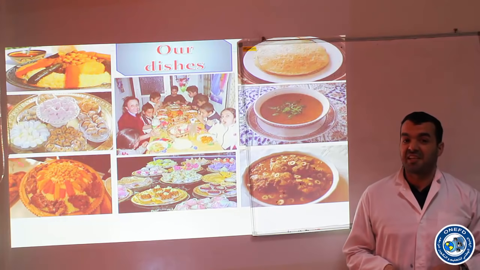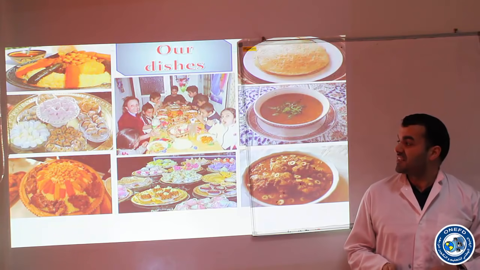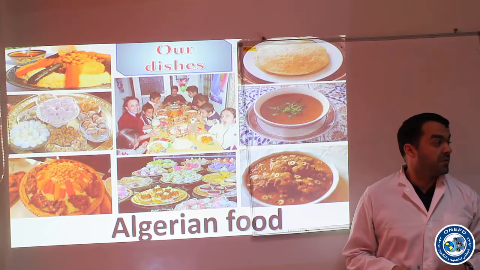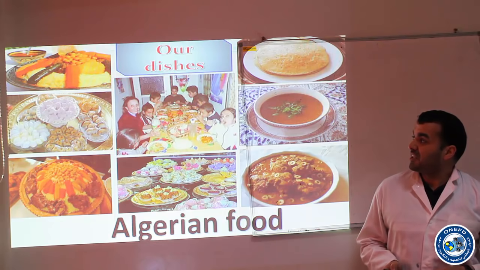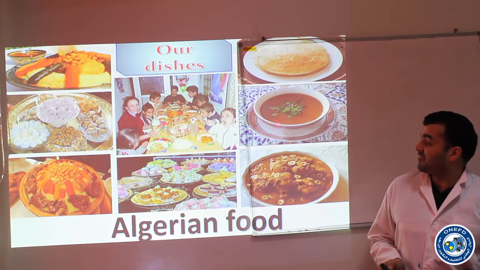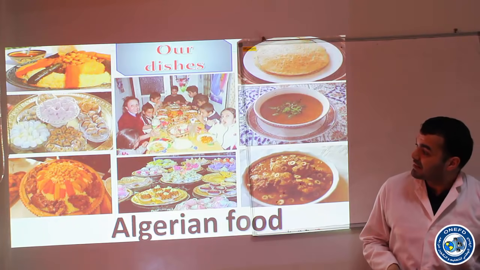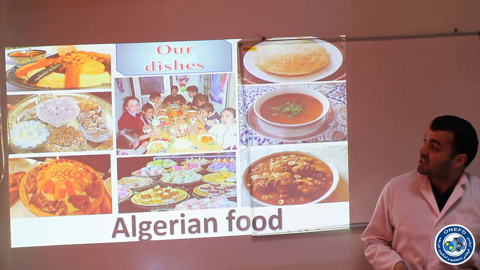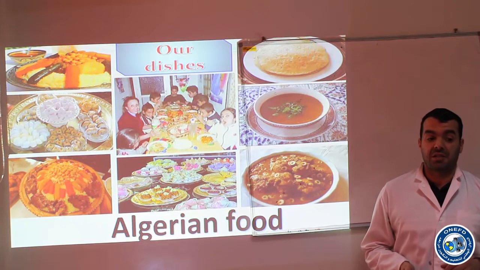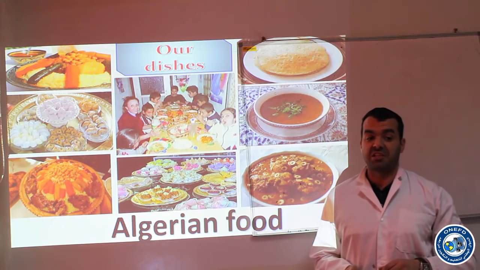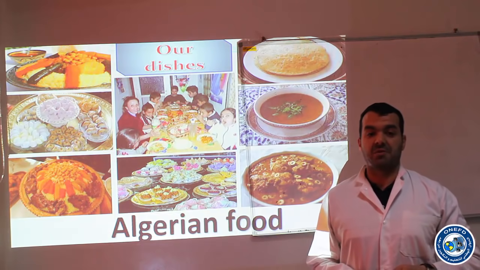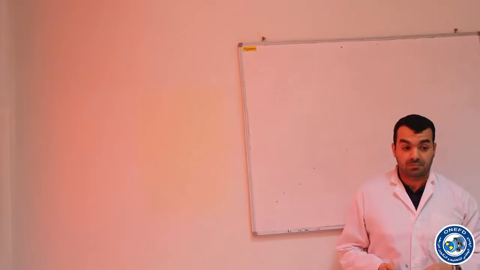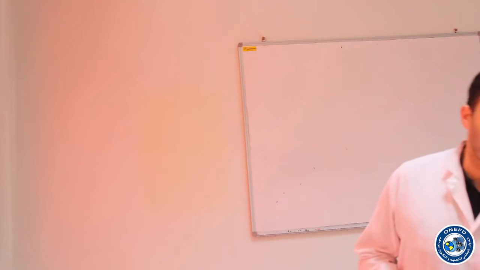What can you see in these pictures? Good. This is Algerian food. For example, here we have couscous, we have shorba, and some cakes. We have, for example, shakshuka, etc. Now, let me show you a short video about traditional Algerian food.